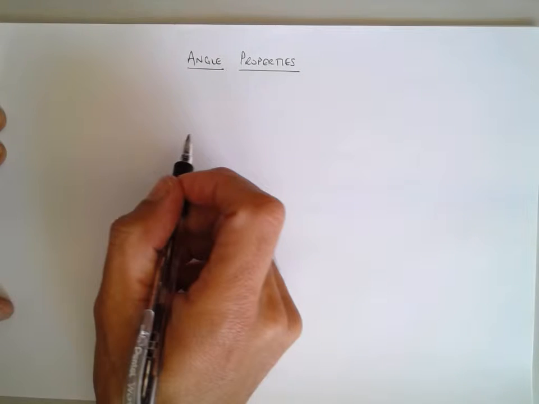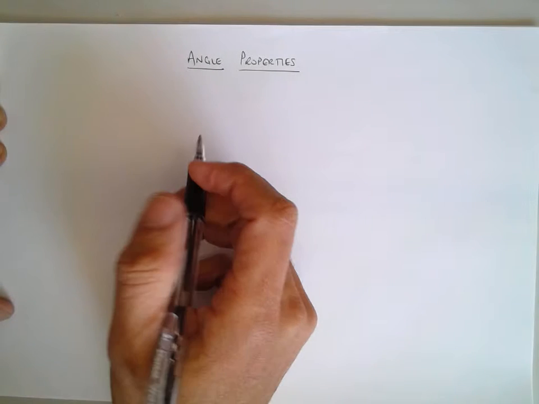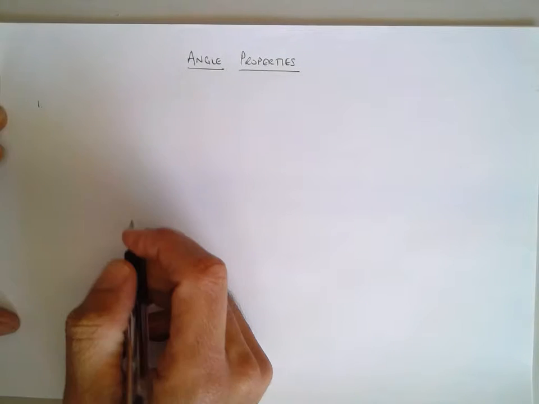We're going to look at some angle properties now in geometric reasoning. So the first one we'll look at will be angles at a point.